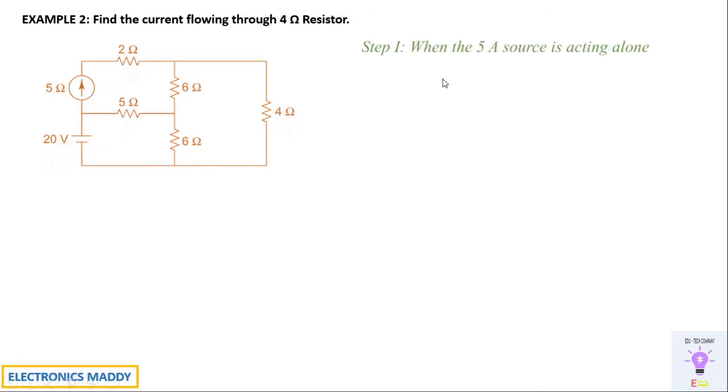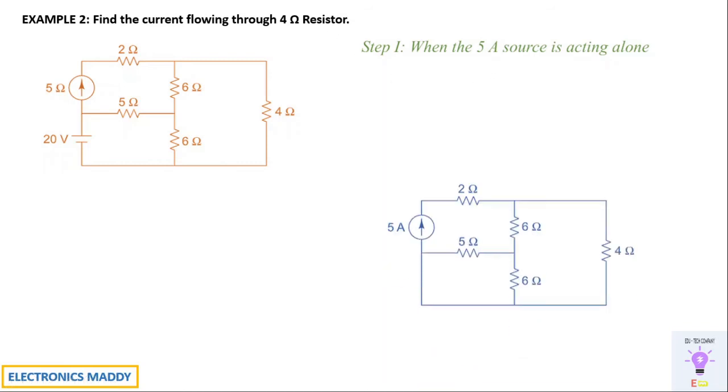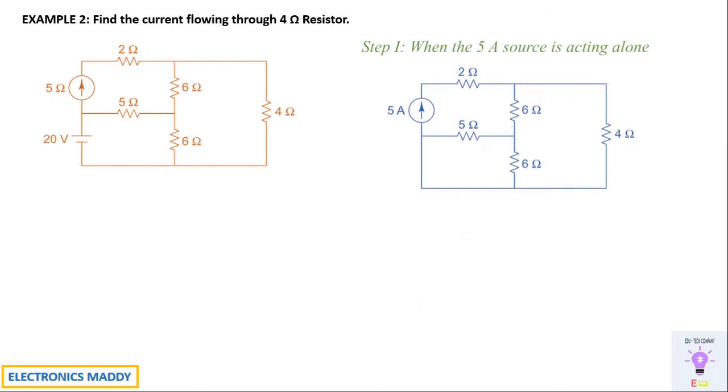So step 1 is to find the value of current flowing through the 4 ohm resistor considering a current source of 5 amps acting alone. So we will be representing the current source, and the voltage source is short circuited over here. So now we will start looking at the circuit. Looking at the circuit, this gives you a picture that 5 ohm and 6 ohm are connected in parallel because they are connected between the same 2 points. So can we write Rp is equal to 5 into 6 by 5 plus 6? You will be getting 2.73 ohms.